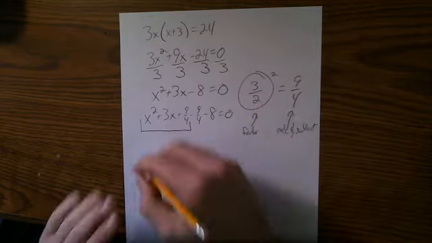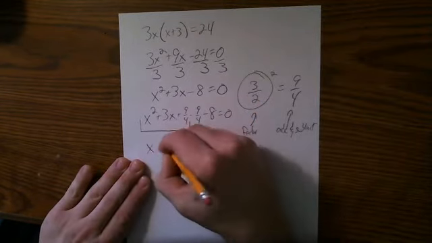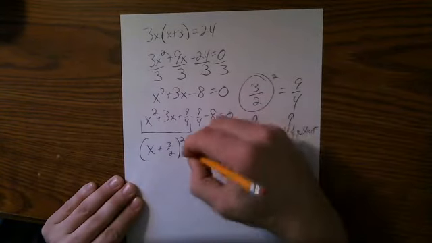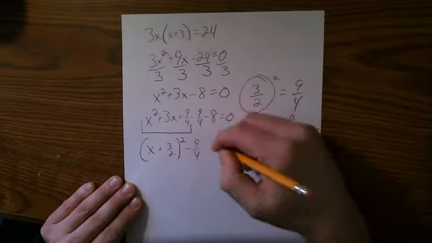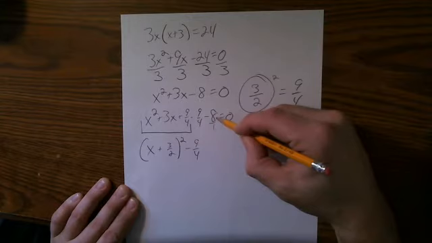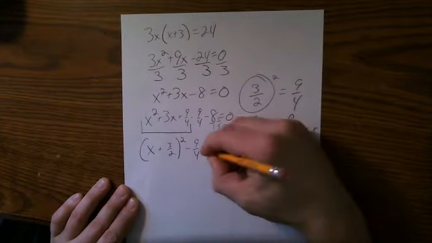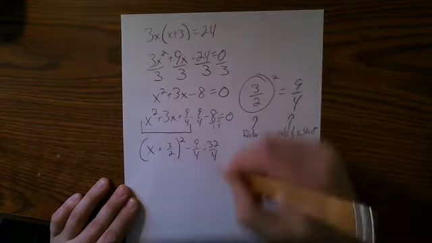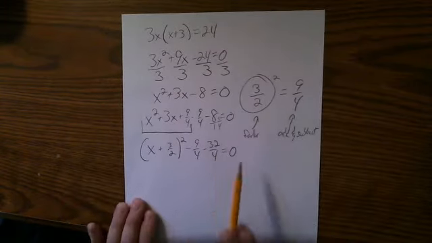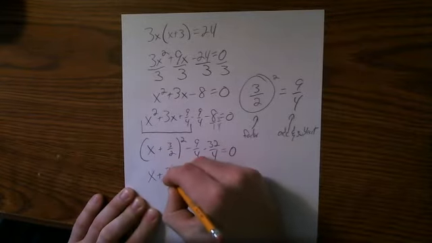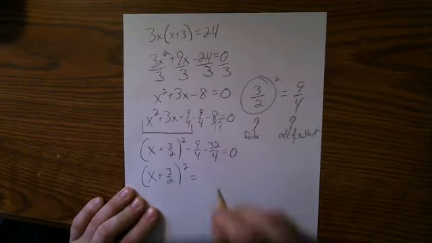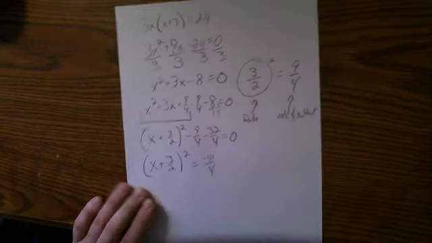This is the factor. X, well, it's positive, so plus 3 over 2 squared. Okay, now we'll combine like terms here. Minus 9 over 4. Since this has a denominator of 1 and this has a denominator of 4, I need to multiply this by 4 over 4. Don't forget it still equals 0. Let's combine like terms and throw it on the other side. And it's negative 9 minus 32 is negative 41 over 4.